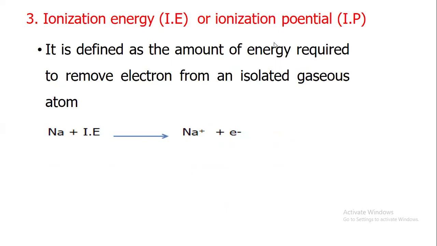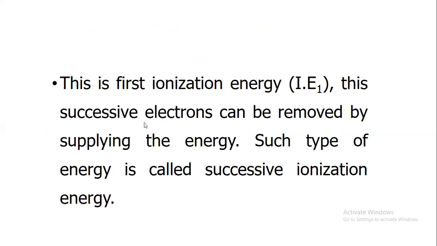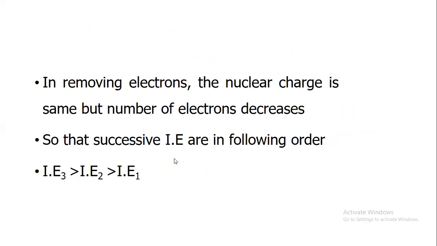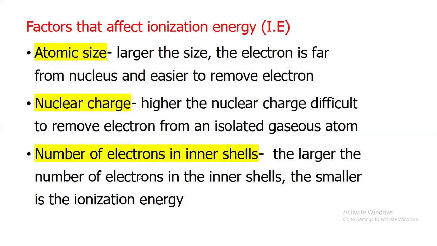Ionization energy, or ionization potential, is defined as the amount of energy required to remove an electron from an isolated gaseous atom. See, sodium has 11 electrons and one electron is ejected. The energy required to eject this electron is called the ionization energy. This is the first ionization energy, and successive electrons can be removed by supplying more energy. Such energy is called successive ionization energy. In removing the electrons, the nuclear charge is the same, but the number of electrons decreases. So the successive ionization energies follow the order: third, then second, then first, and so on.